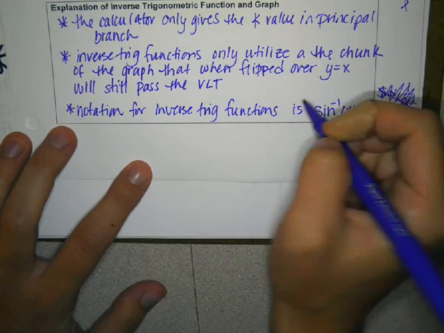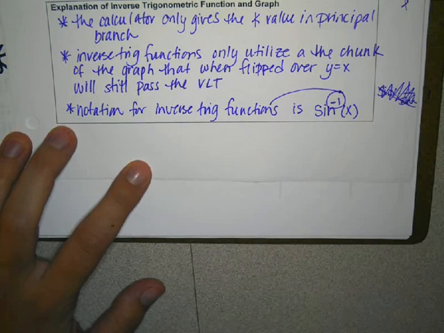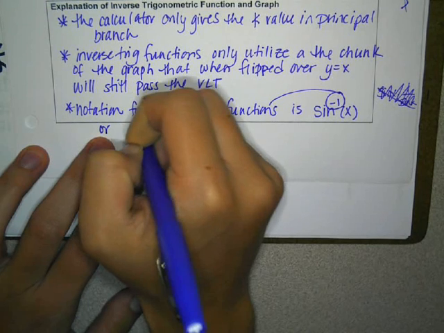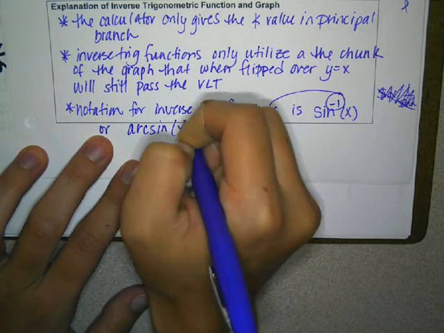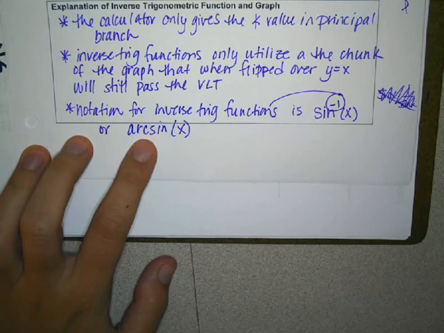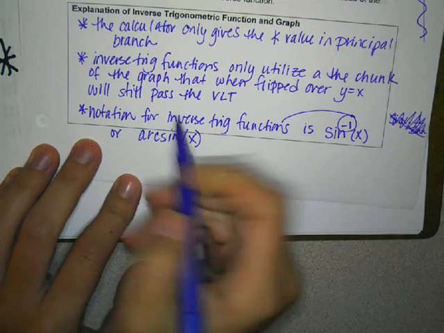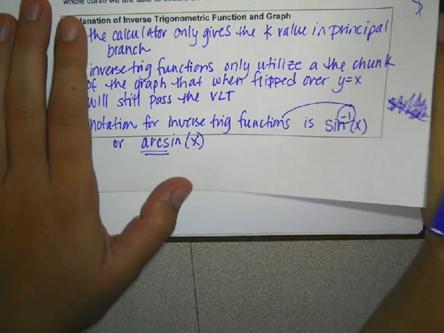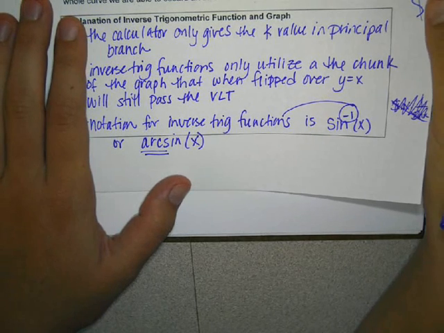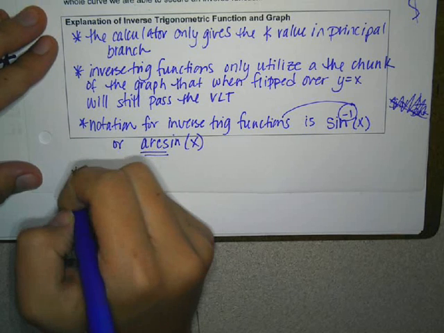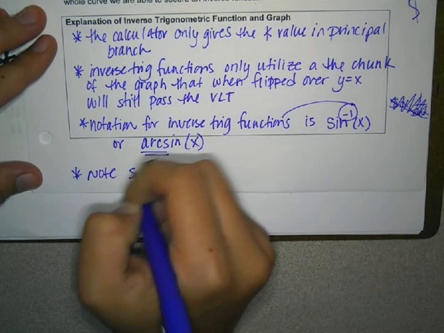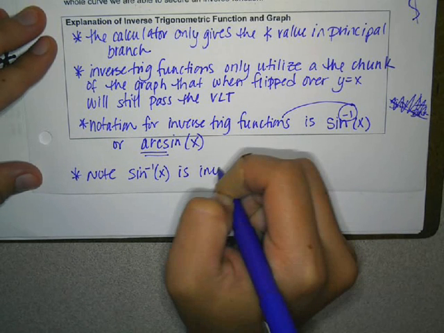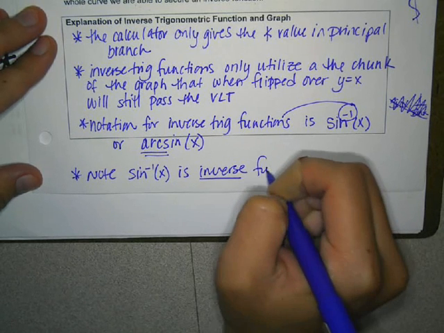So the notation for inverse trig functions is having a -1, or this is another way to say the same thing: if they put the word arc in front of the function, that word arc identifies an inverse trig function. Okay. Note, sine to the -1 of x is the inverse function.